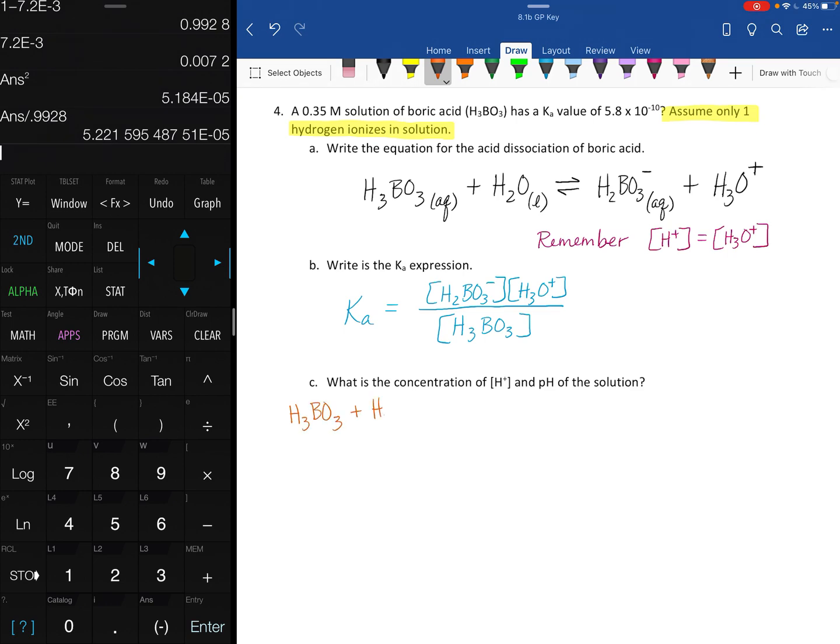H3BO3 plus H2O. Actually, let's go ahead and do it this way. I'm going to simplify this when I get down here. Again, you can do it either way. Just thinking through that. So H3BO3. Let's go ahead and just pull off one hydrogen, H plus, and then the H2BO3 minus. We'll do that for our ICE table.